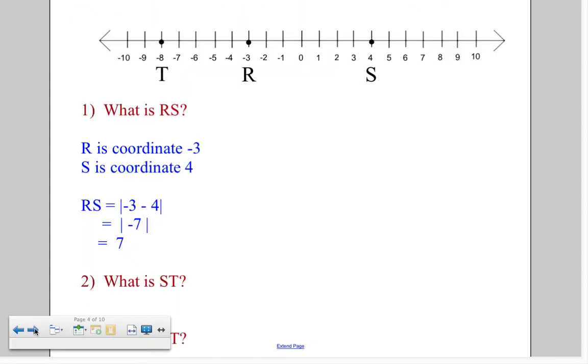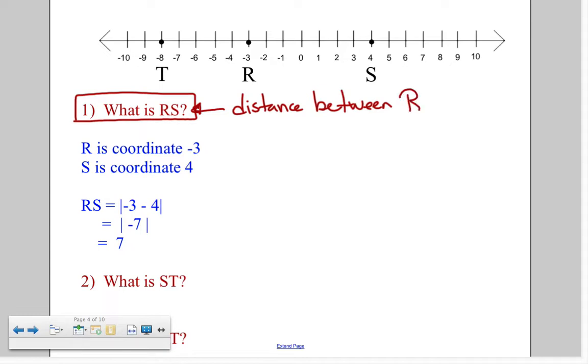So in looking at this, look at our number line. We have 3 points, T, R, and S. And it asks us in the first question, what is RS, and notice how the capital R is right next to the capital S. What does that mean when we have two capitals right next to each other? It means the distance between R and S. Notice there's no line segment notation above it and there is no line above it. So it means the distance between R and S.